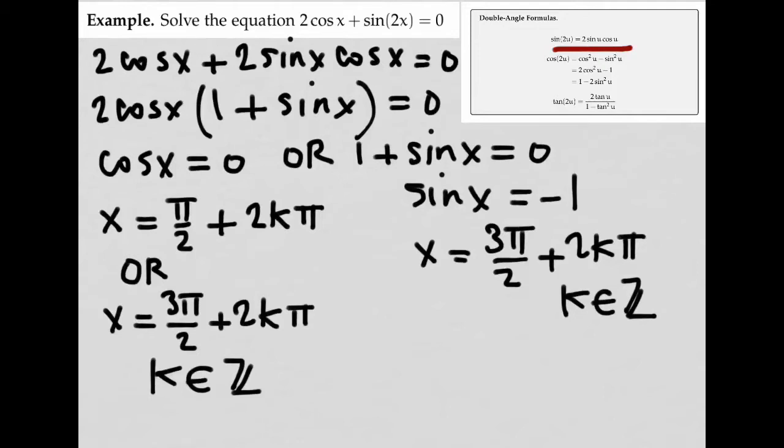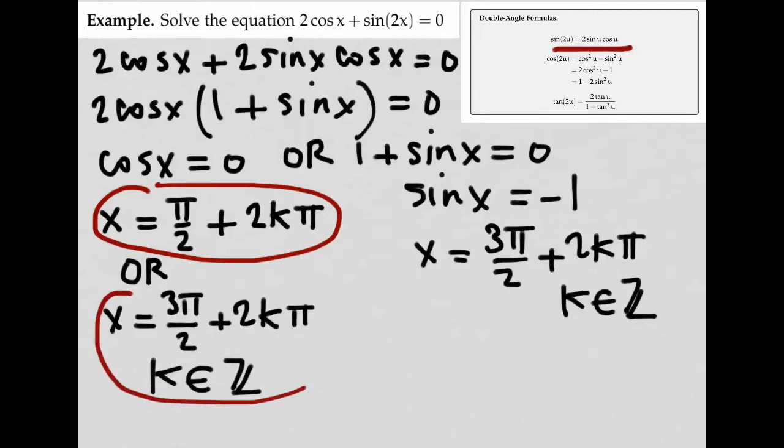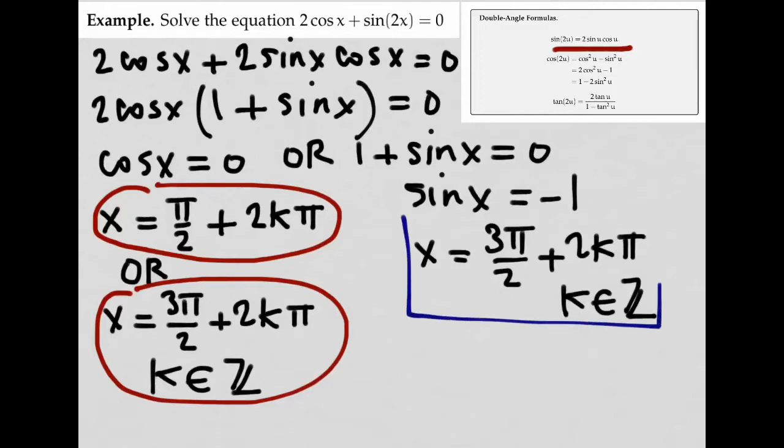So the solutions to our given equation 2 cosine x plus sine 2x equals 0 are x equals pi over 2 plus 2k pi, or x equals 3 pi over 2 plus 2k pi, k an integer. Notice this solution here already appeared, so we don't need to mention it again.